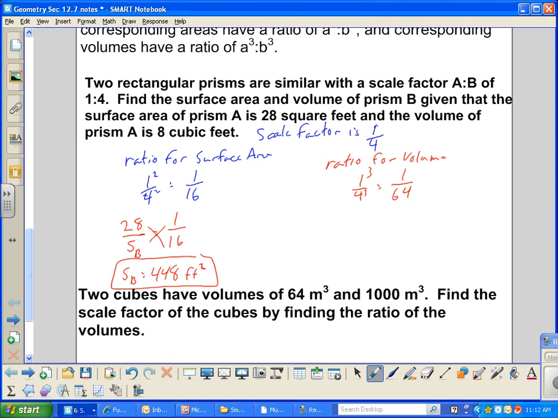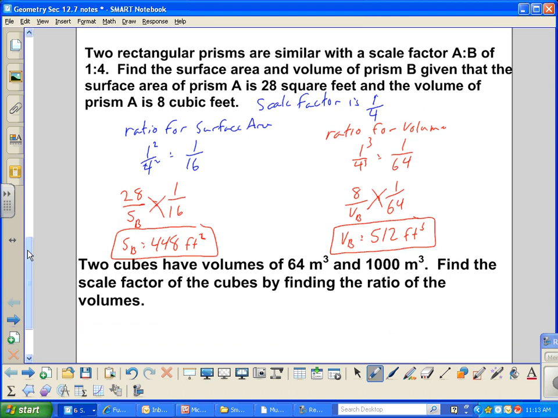And then for the volumes, they give us a volume of 8 cubic feet for A. So 8 over the volume of B should be equal to 1 over 64. Cross multiply, and we'll end up with volume of B is equal to 512 feet cubed. So we're just taking the scale factor, we square it for the surface area, then set it equal to the ratio with the number they give us for the one prism that we have a number for.